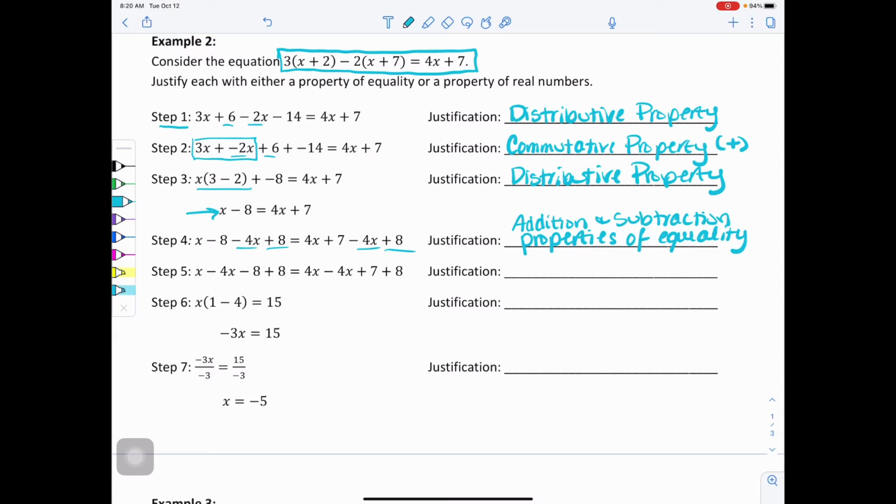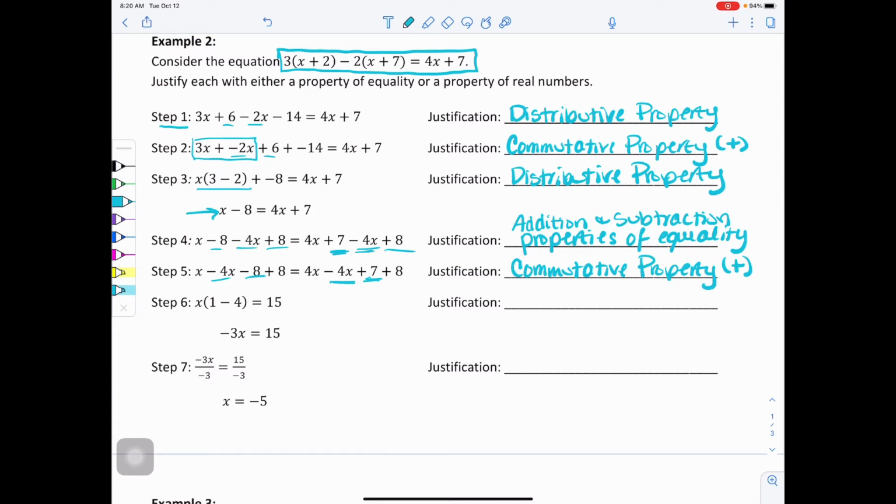Moving on to step 5, I notice a change in the order. I had negative 8, negative 4x, now I have negative 4x, negative 8. Same thing happened on the other side. The 7 and the negative 4x have switched positions. So the order has changed. That is commutative property, again, of addition.